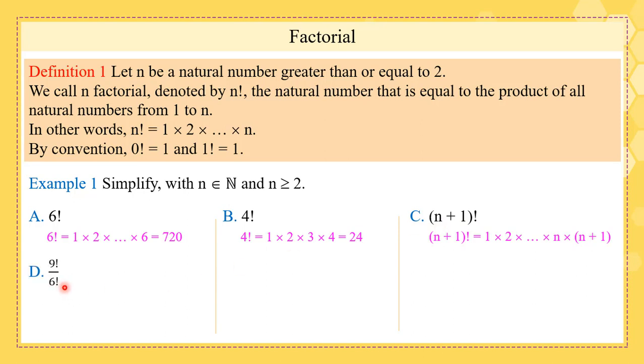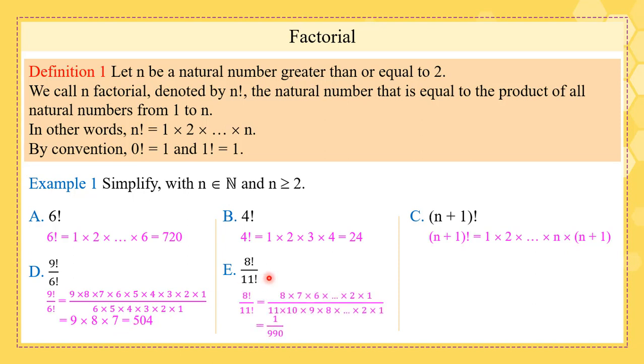Well, let's see this quantity. 9 factorial is the product of all natural numbers from 1 to 9, and 6 factorial is the product of all natural numbers from 1 to 6. If we simplify from 1 to 6 in the denominator and from 1 to 6 in the numerator, we get 9 times 8 times 7, which is 504.